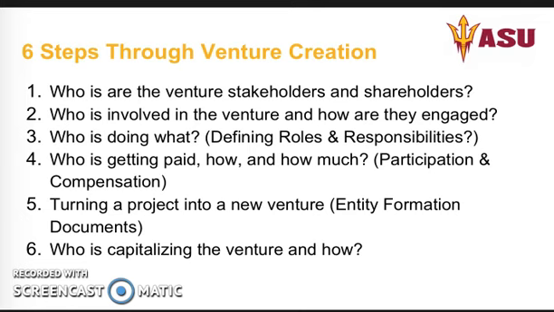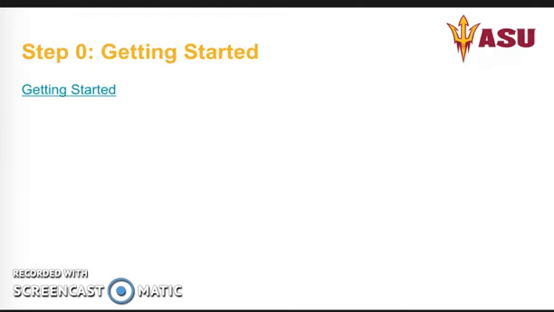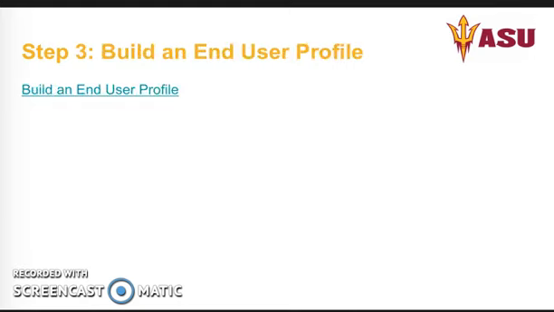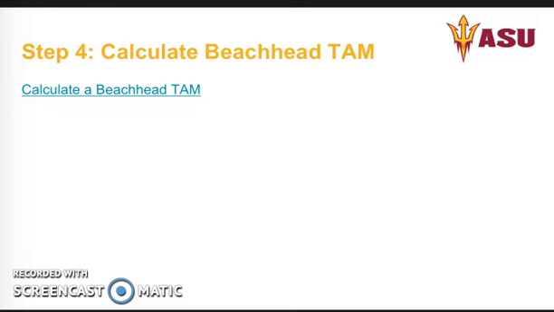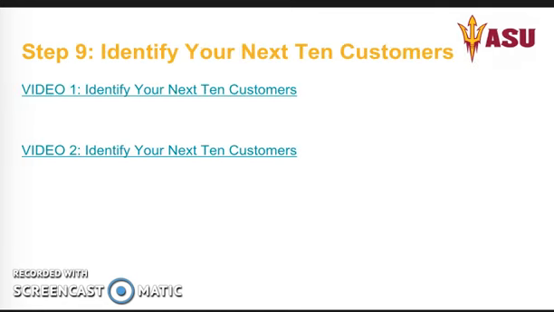Now, let's get started with steps 0, 1, 2, 3, 4, 5, and 9 of the innovation process. The following slides contain videos that will walk you through the venture creation process. Just click the link in the slides to watch the video. There are 9 videos total. First one, we have getting started. Next, we have market segmentation. After that, we have selecting a beachhead. Following is building an end user profile. Step 4 is calculating a beachhead TAM. Step 5 is profiling the beachhead persona. And step 9, which is identifying your next 10 customers.